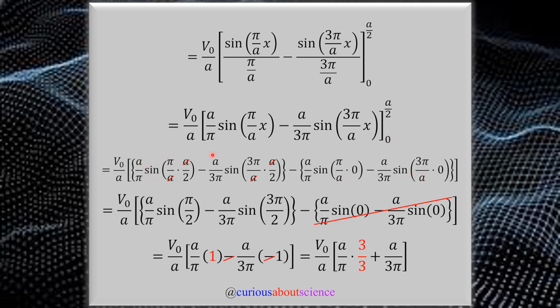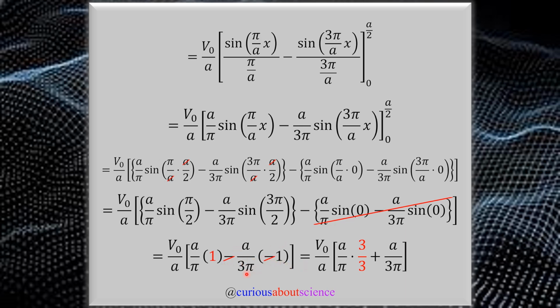We had a lot of cancellations of the well width a, not the bore radius. And then we see here that these zeros turn the arguments to zeros. So as you see in the next step, that whole bracket goes to 0. We like that. Now we end up with sine of pi over 2 and sine of 3 pi over 2, so that goes to 1 and negative 1 respectively. Fair enough.